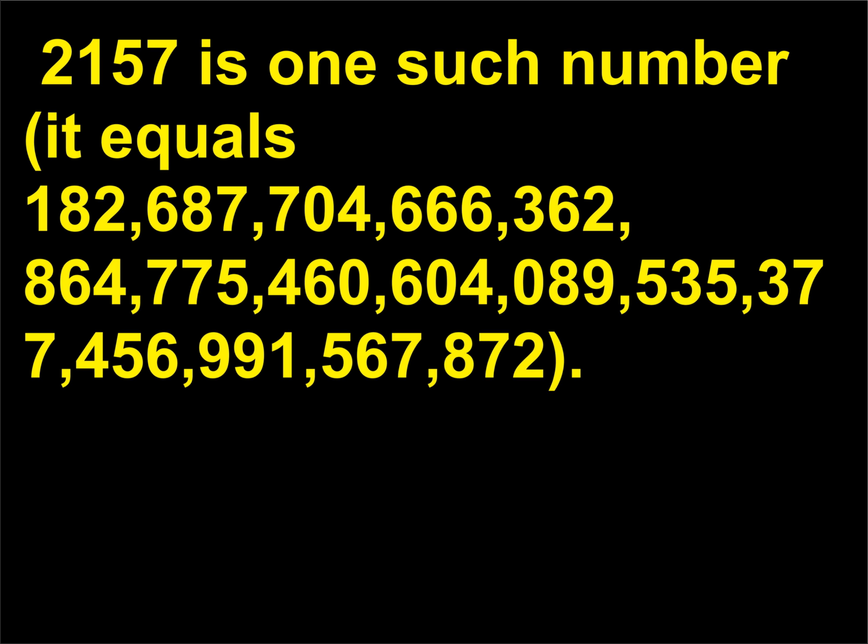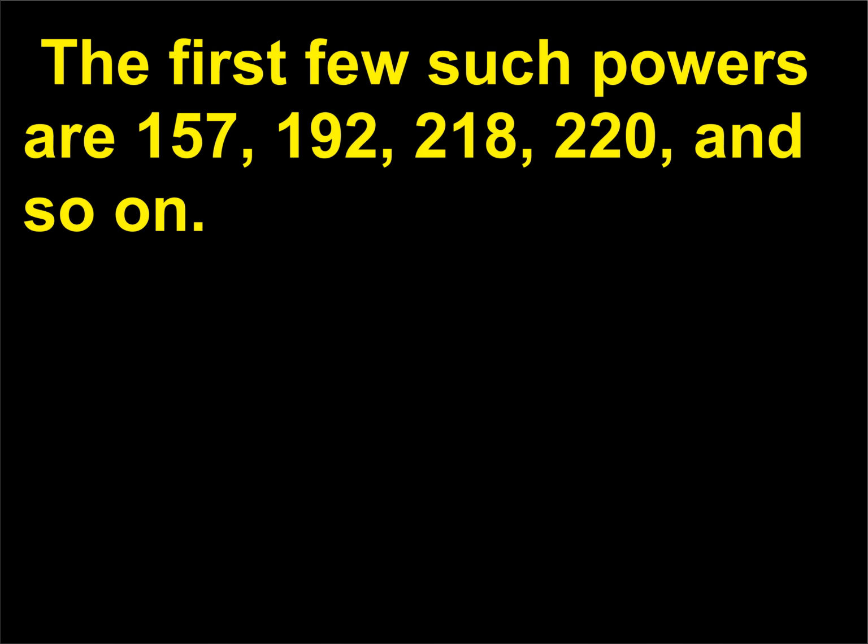2^157 is one such number. It equals 182,687,704,666,362,864,775,460,604,089,535,377,456,991,567,872. The first few such powers are 157, 192, 218, 220, and so on.